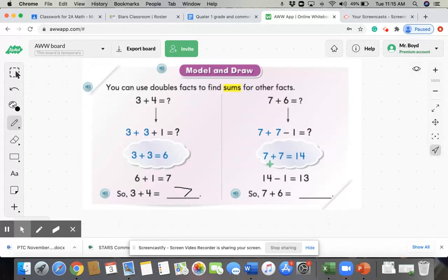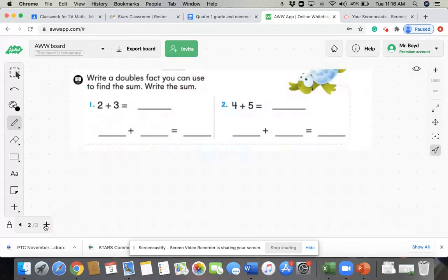7. Or the other way we can do it, instead of doing 7 plus 6, we can do 7 plus 7, which we know is 14, and then we subtract 1 because 7 is greater than 6. So we know 7 plus 6 equals 13. And I'll show you another example on the next page for how this works.